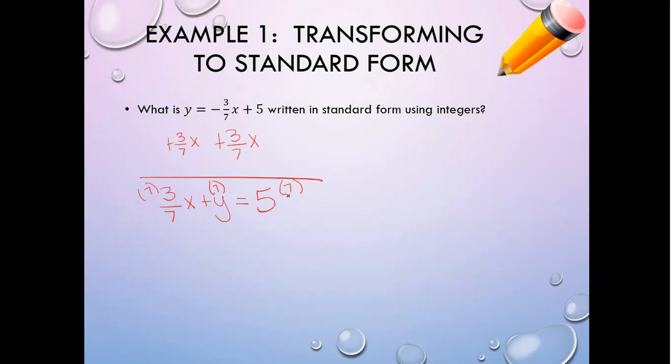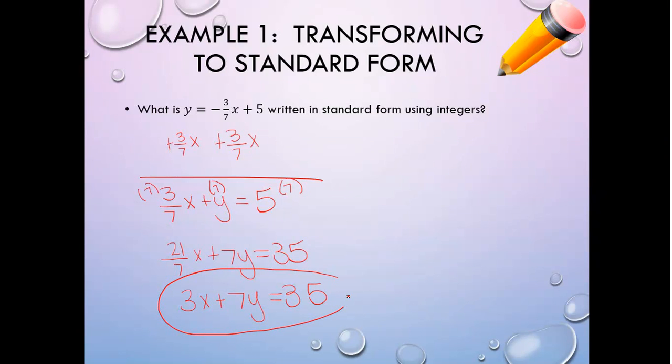So I'm going to get 21 over 7 x plus 7y equals 5 times 7, 35. Now, 21 over 7, that's the same as 3x. And now I have written it into a wonderful standard form equation that has no fractions, and my a, or the number in front of x, is not negative.